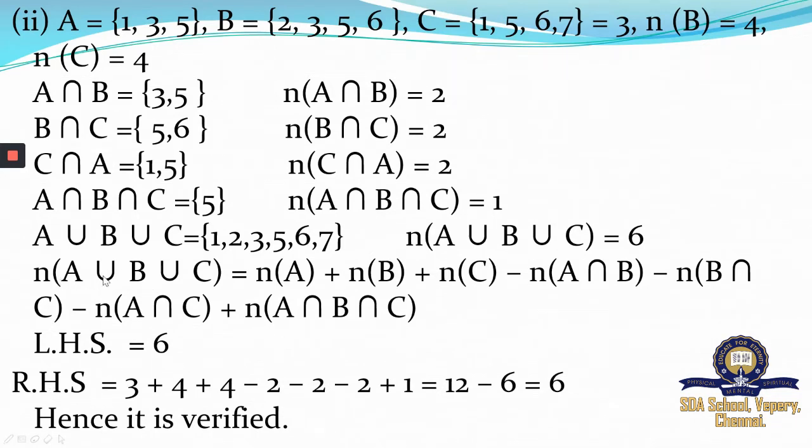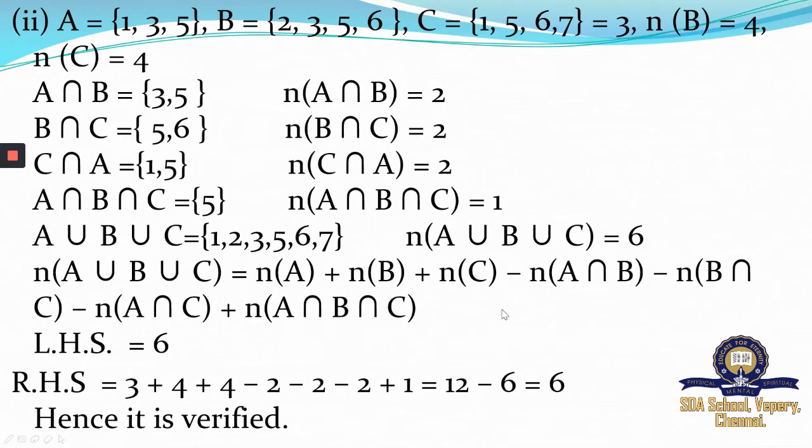So what is my LHS? N of A union B union C. So what is my N of A union B union C? It is 6. So I have written down over here my RHS. So basically I'm simply going to substitute. What is my N of A? It is 3, sorry. N of B is 4. N of C is 4.